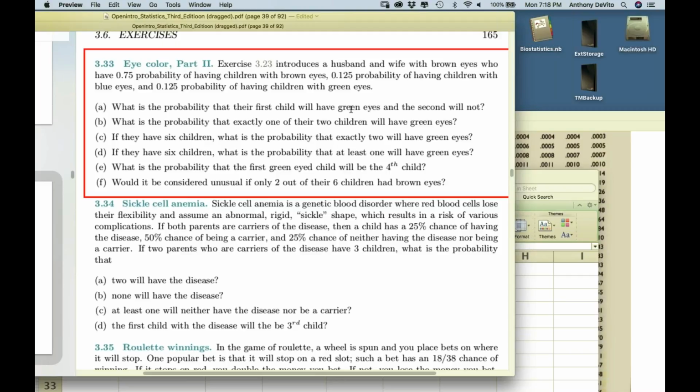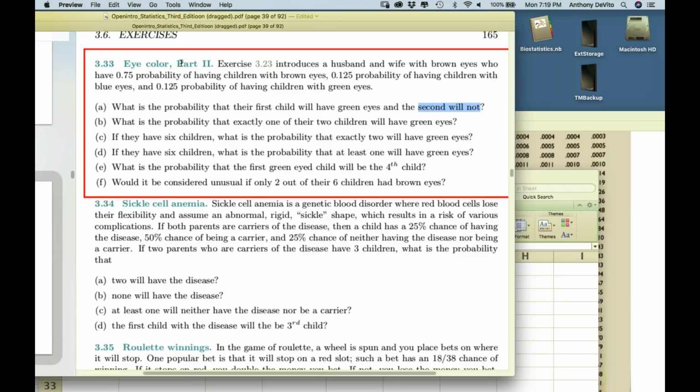Very interesting, okay? So what's the probability that the first child would have green eyes? Anybody want to hazard a guess? What's the probability that any one of their children would have green eyes? Right? Probability of any of the children having green eyes is 0.125. So that's simple enough. Probability the first child would have green eyes is 0.125. But now we added something else onto that. What about the probability that the second will not?